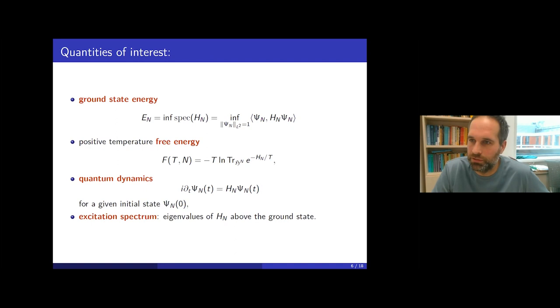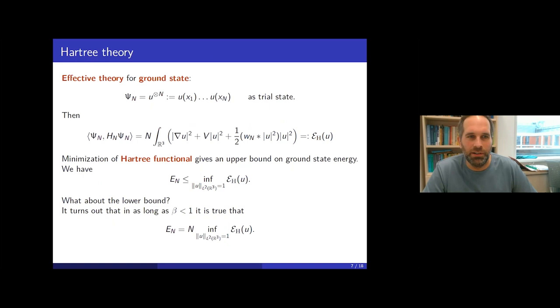Let me say very quickly what happens with Hartree theory. If you want to analyze the ground state energy, then you introduce a trial state and assume that it is a product state, and this gives you an upper bound on the ground state energy just by the variational principle. Taking as a trial state a product state, for some u which we don't know, leads to a nonlinear functional. This is what is called the Hartree functional.